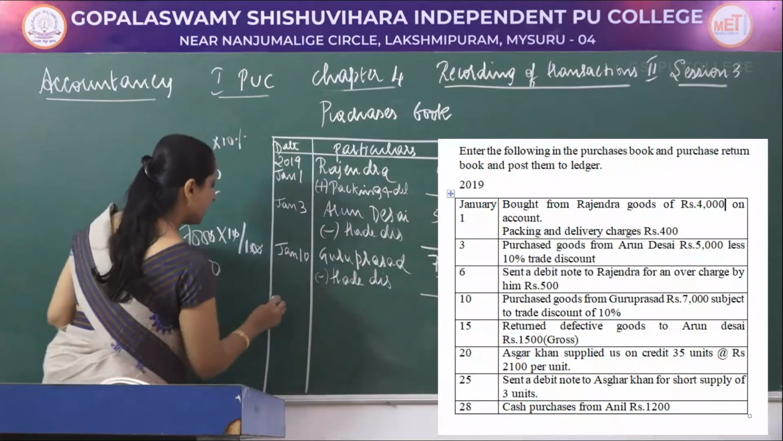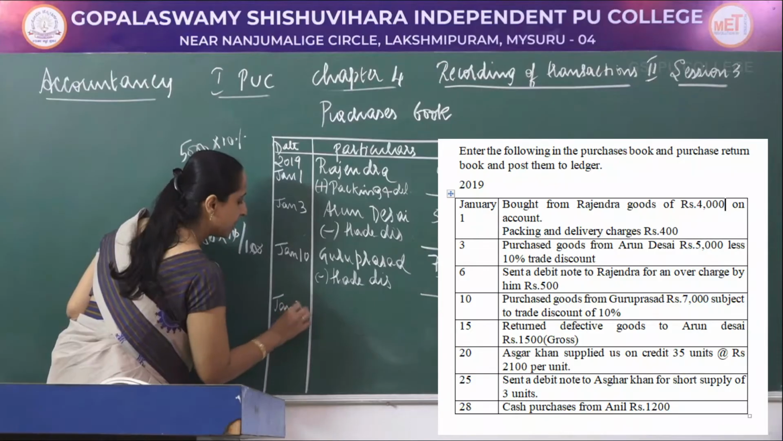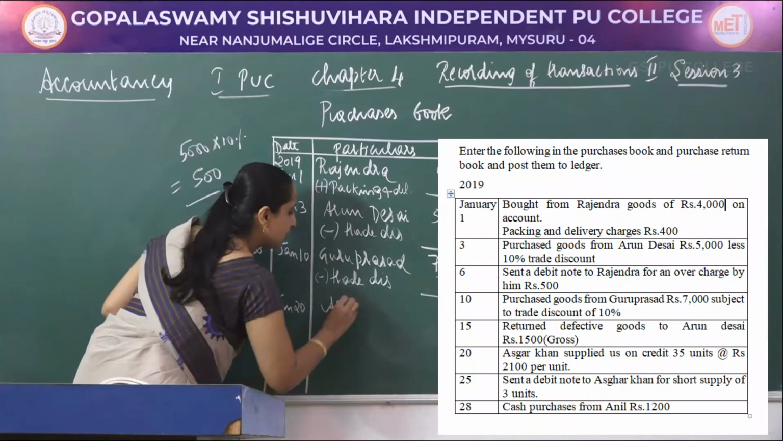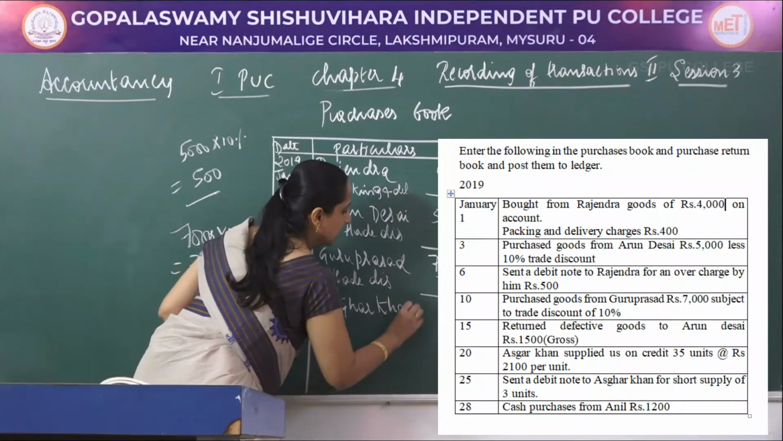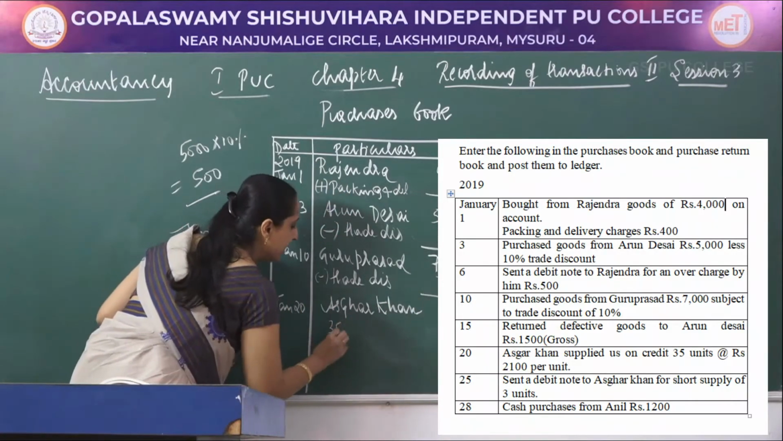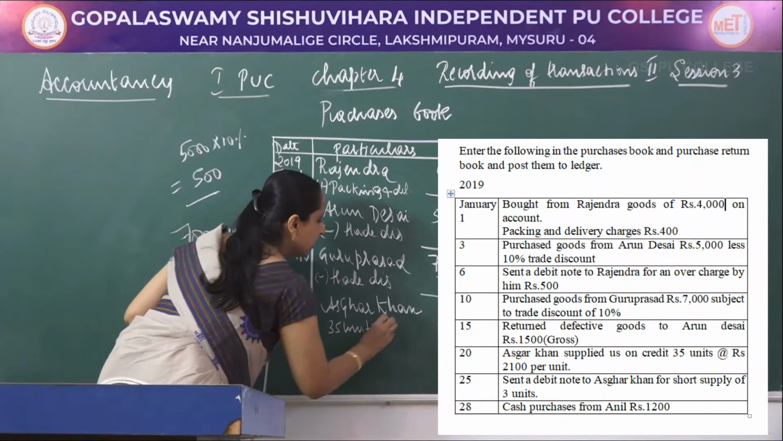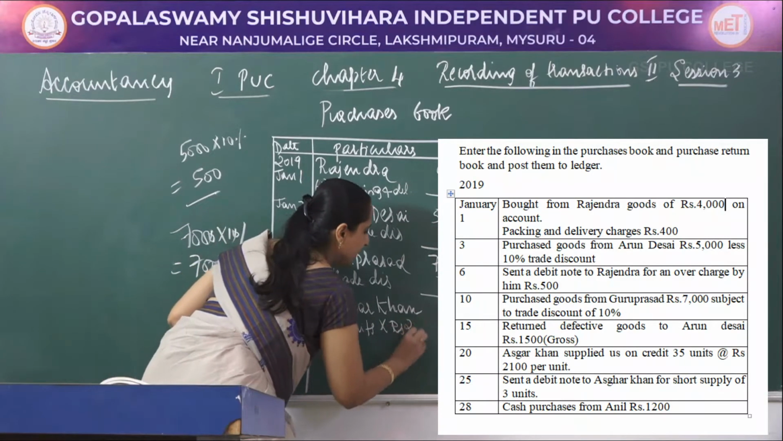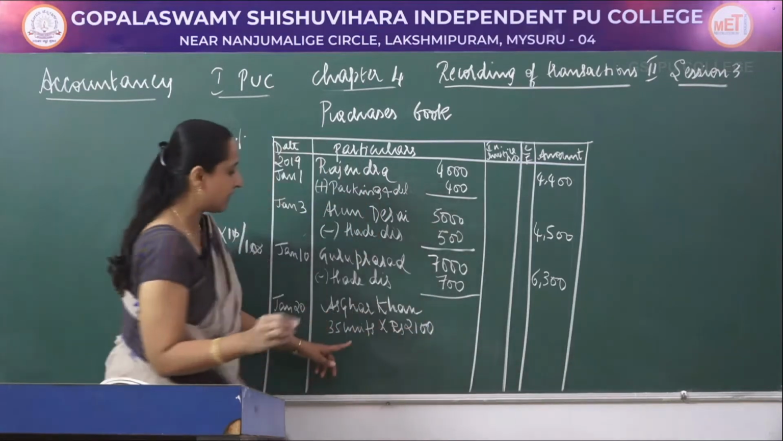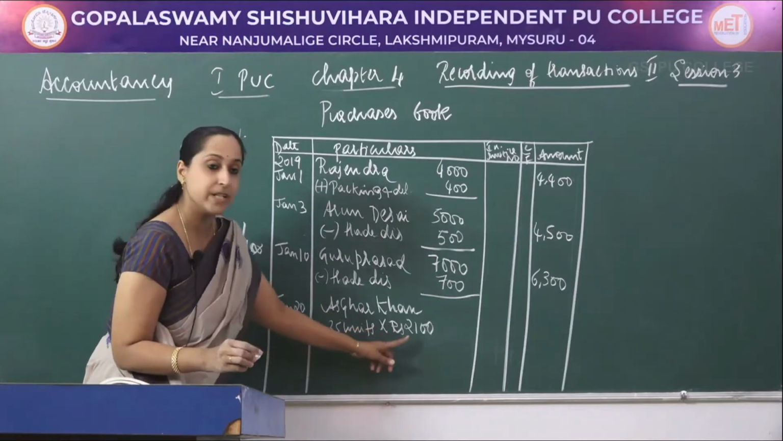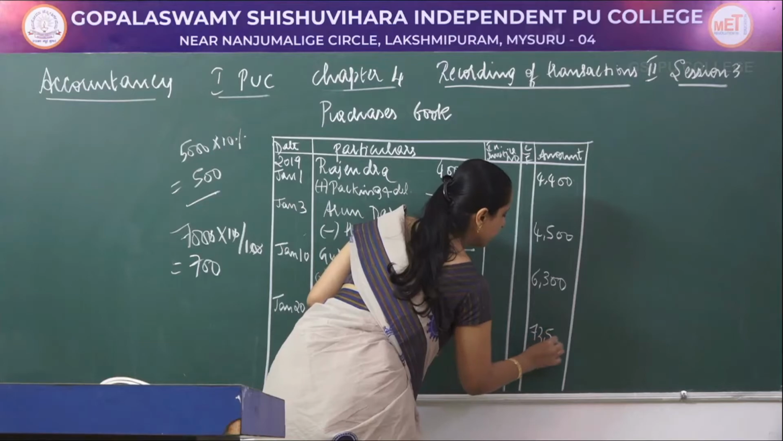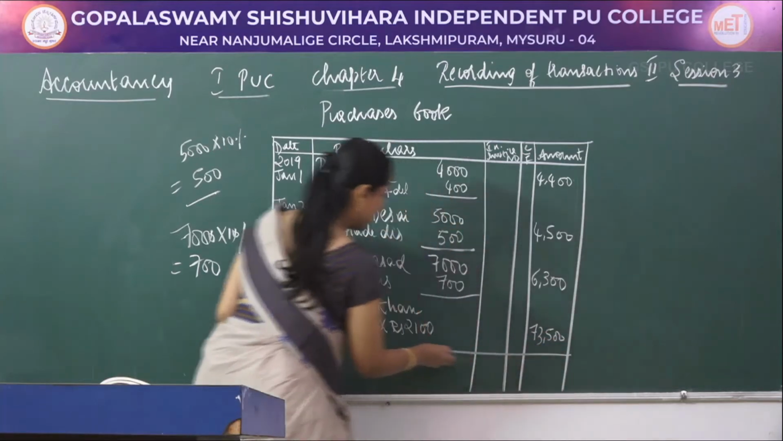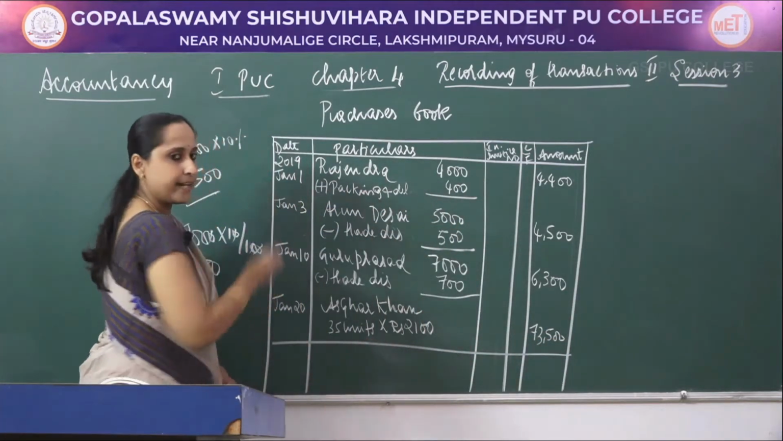6,300. And on January 20th, we have purchased goods from Asghar Khan, that is 35 units for rupees 2,100 per unit. So that is why we have to multiply 35 units into 2,100. 73,500. So we have written all the transactions which are related to purchase.